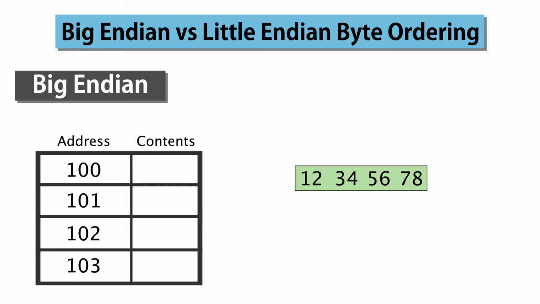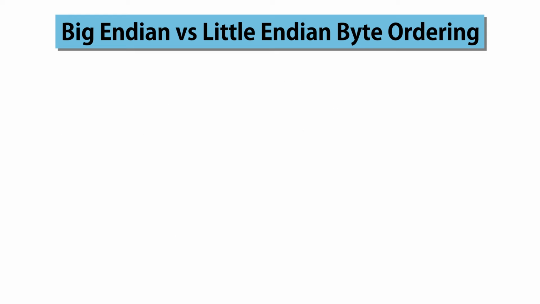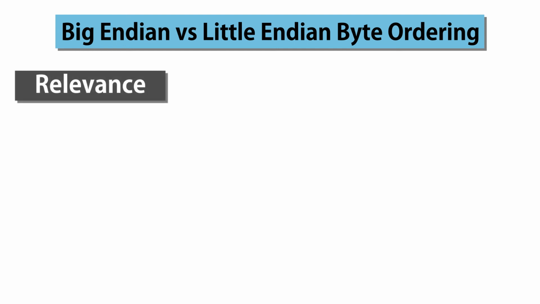For Big Endian, on the other hand, we start with the most significant, or big, end of the integer, and work toward the least significant end. Again, we load the bytes into successive addresses, beginning with the most significant byte and continuing until we're done. And that's really all there is to it.